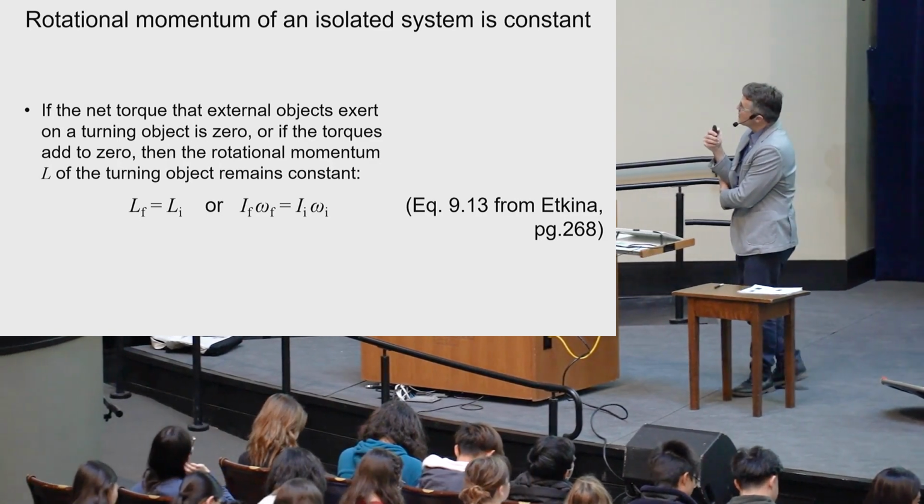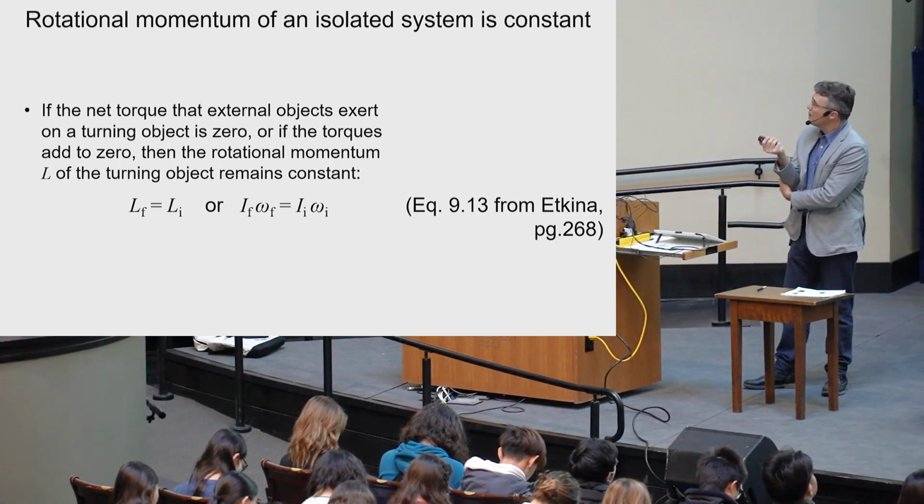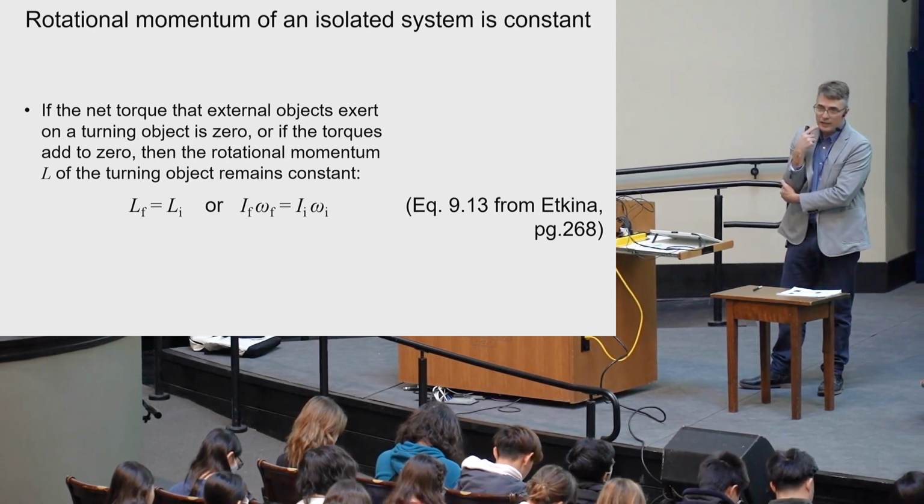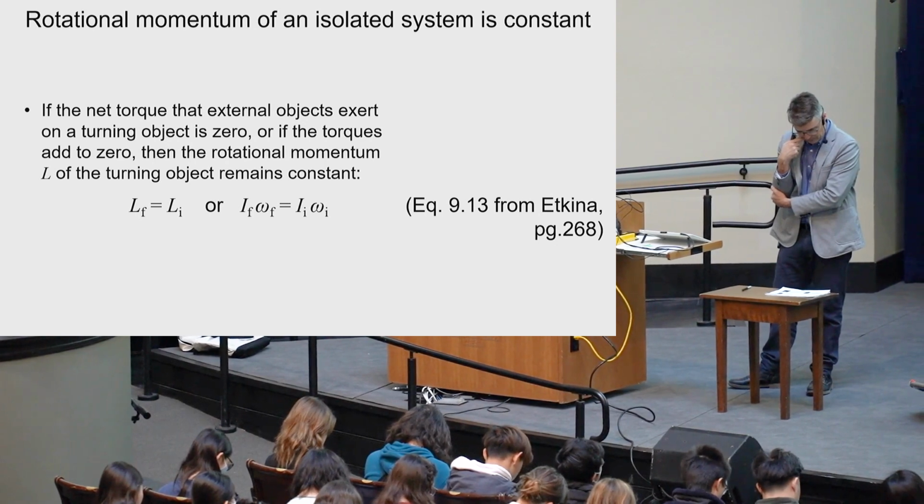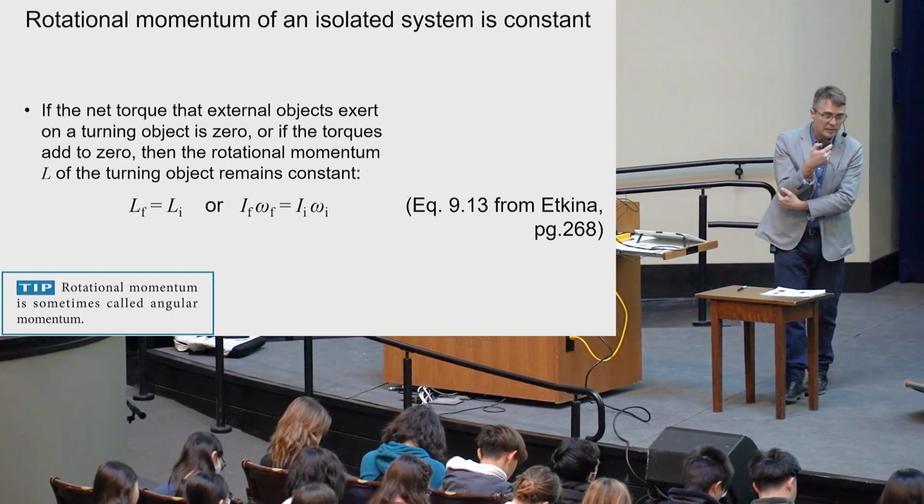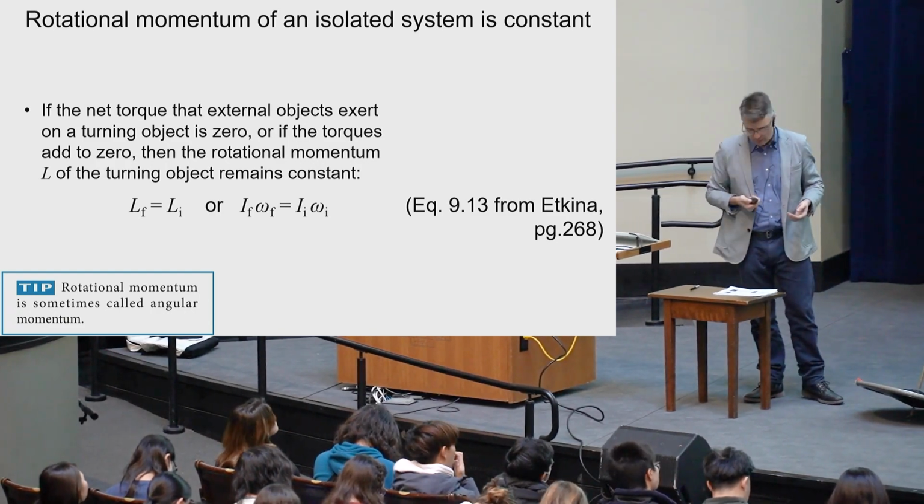Basically, if the net torque on an object is zero, then you have what's called conservation of rotational momentum: L initial equals L final. Rotational momentum is sometimes called angular momentum. And that's what was going on last time during these demos.